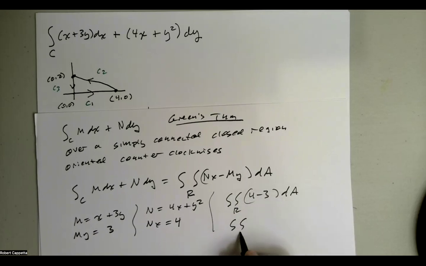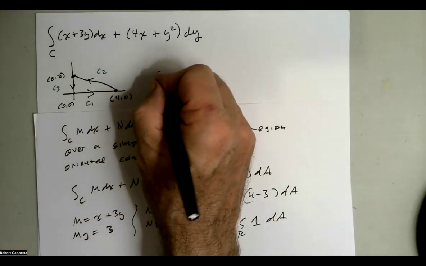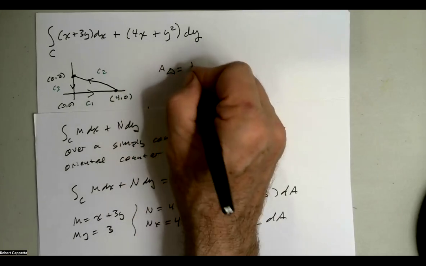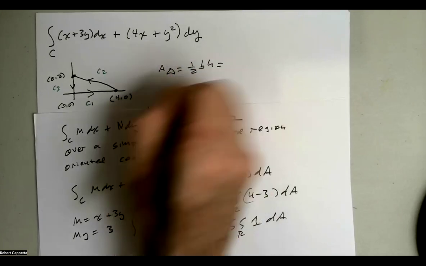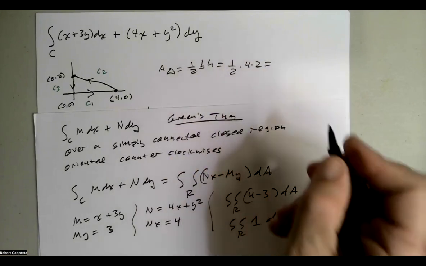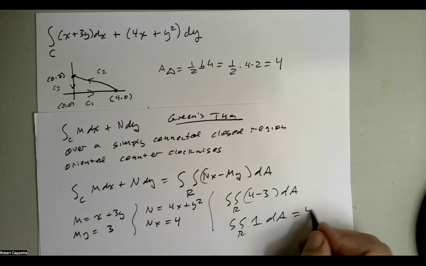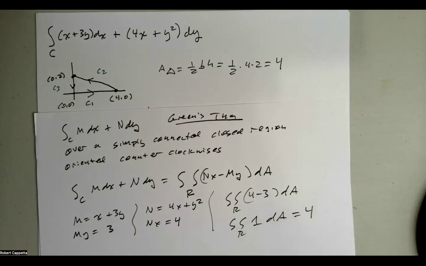So the double integral of n sub x minus m sub y is 4 minus 3 dA, which is the double integral over R of 1 dA, would simply be the area of that region R. Well, what do I have here? I have a triangle, and the area of a triangle is 1/2 base times height, which would be 1/2 times 4 times 2, which of course is just 4. So we get that done in mere seconds compared to parametrizing each piece.